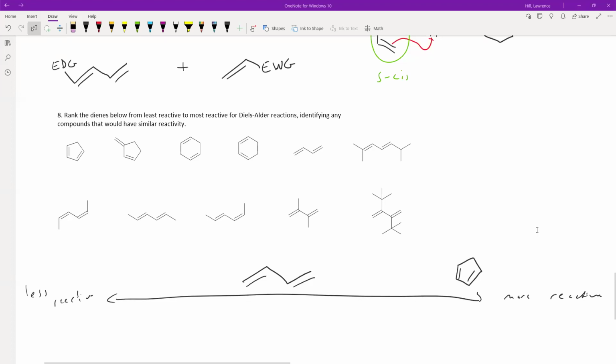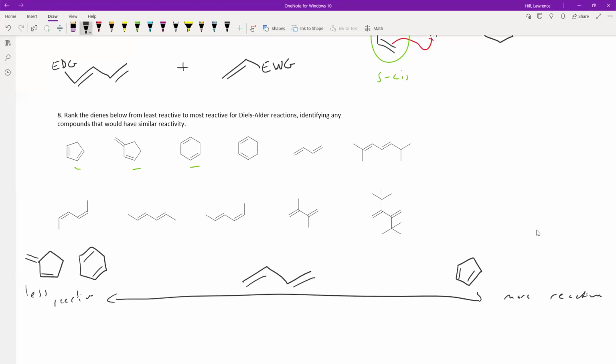What about these other ones? Well, this one here has no way of adopting an S-cis conformation. So this is just not reactive at all. Similarly, this 1,4-diene is not a conjugated diene at all. It has these sp3 hybridized carbons in between, so that's not going to react at all for Diels-Alder. So we've done this one, we've done this one, this one.